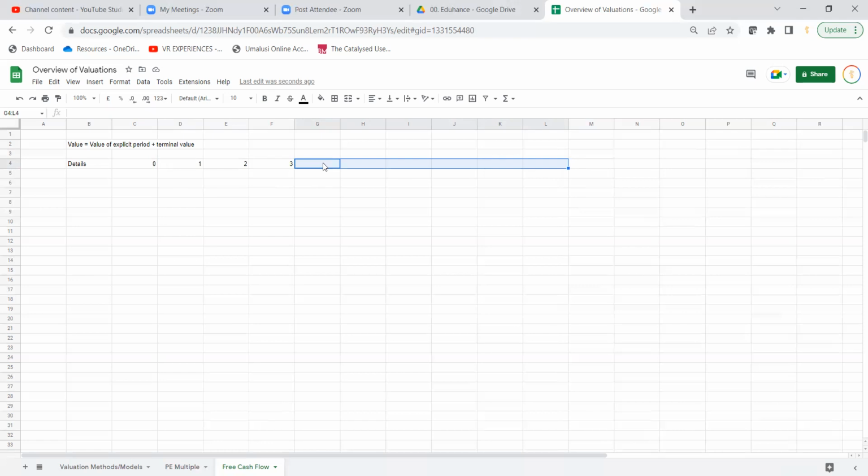Typically, technically speaking, you'd want the explicit period to be 10, 15 years, but in reality, you can't really forecast for 10 to 15 years. We can't even forecast 1 year. How do we forecast 10 to 15 years?